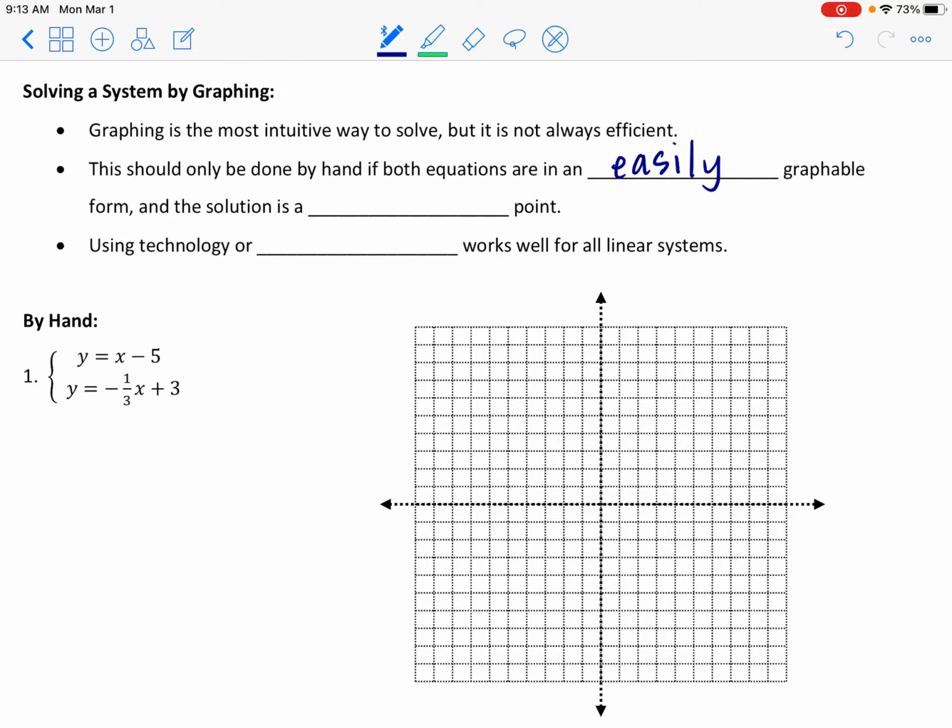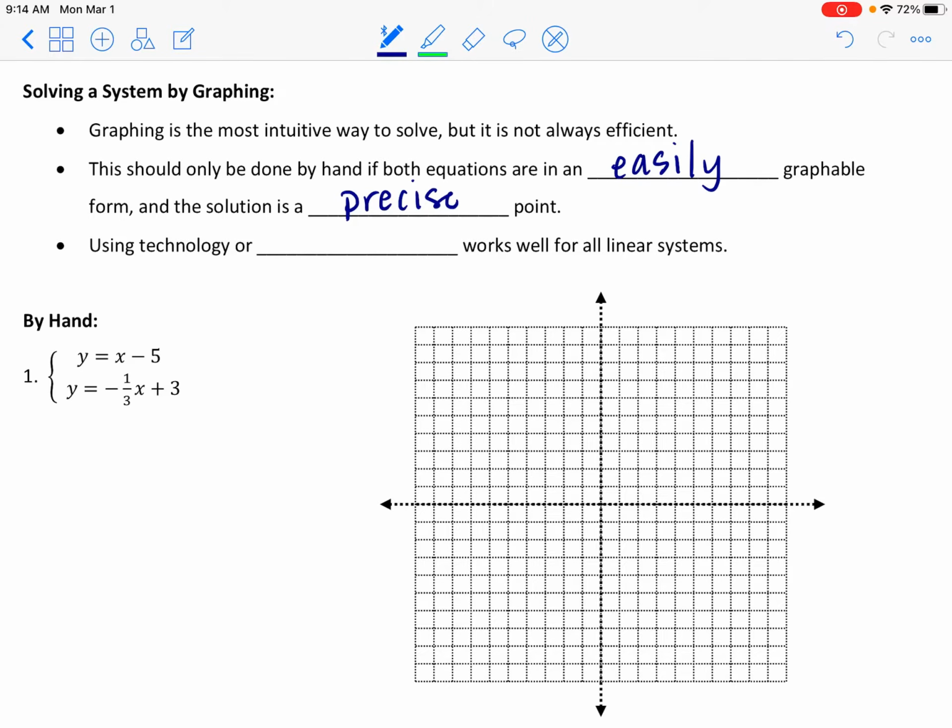So if they're both in slope-intercept form and it's easy to identify the slope and intercept to graph, or if they're both in standard form and it's easy to identify the x and y intercepts, whatever. If it's easily graphable, then this would be good, but it's also only effective if the solution is a precise point. This would depend too on how neatly you're making your graph. If you can't tell exactly where they're crossing based on your graph, then this is probably not going to be the best way to solve, at least by hand.